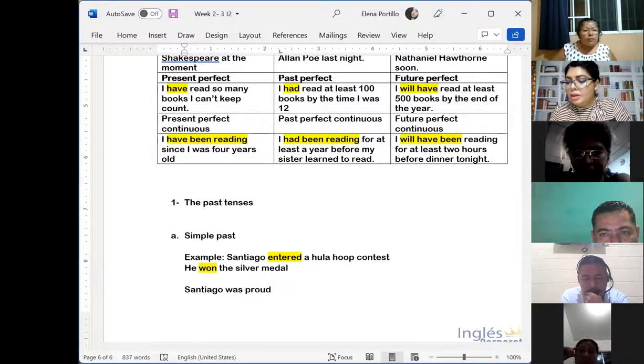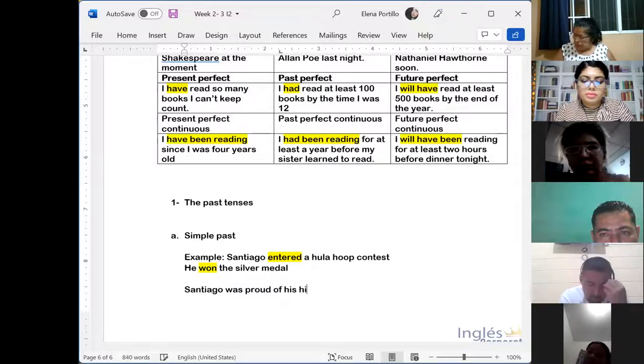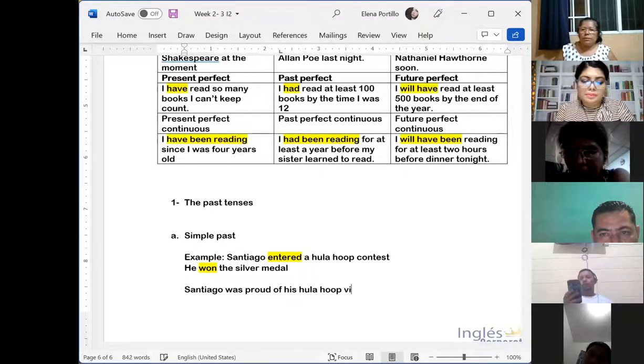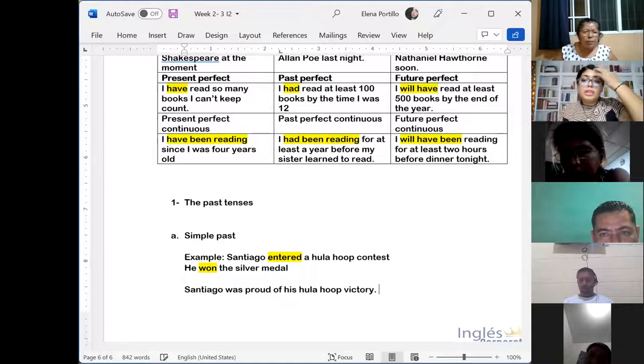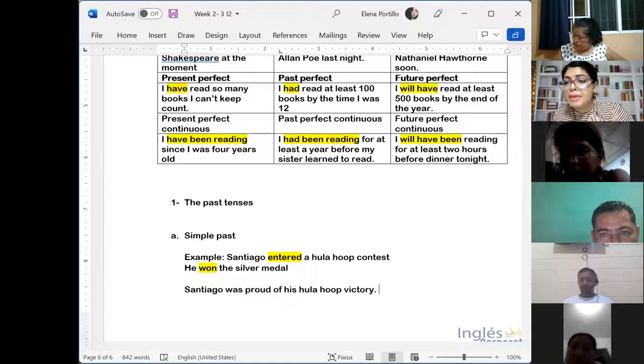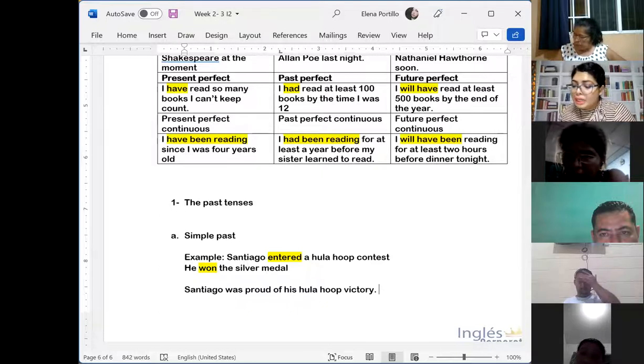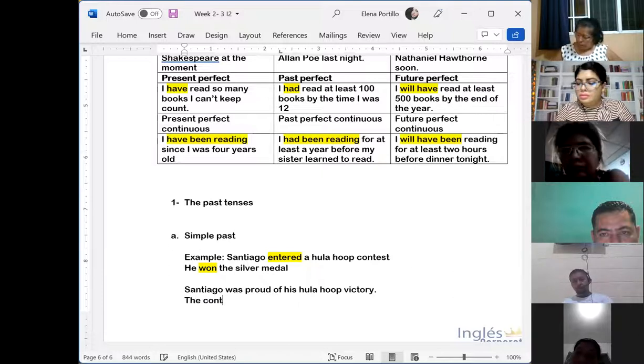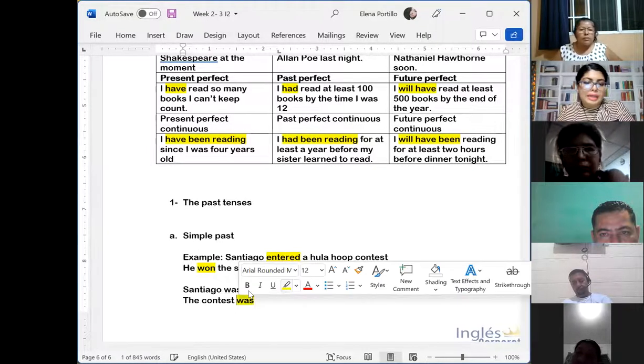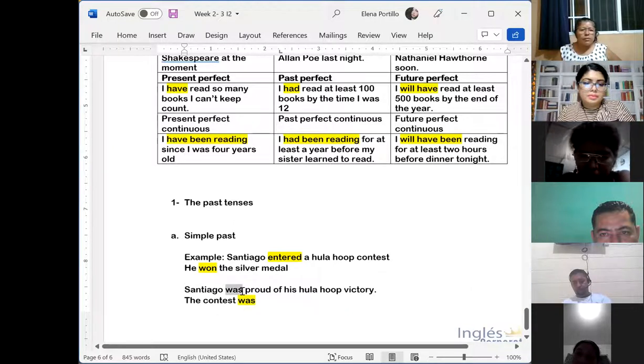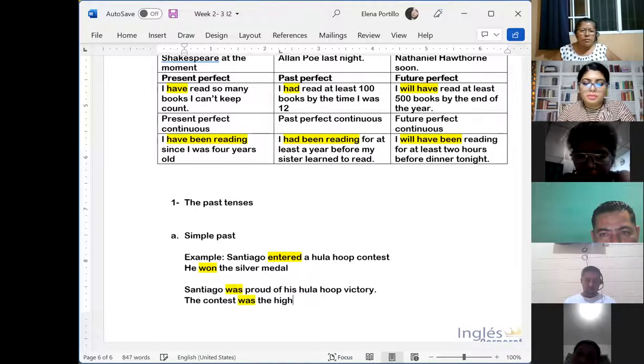This is the adjective of his hula hoop victory. Okay, he was proud of his hula hoop victory, the state of being. The contest was the highlight of his week. Was, and we have again the verb be in past. The highlight of his week.